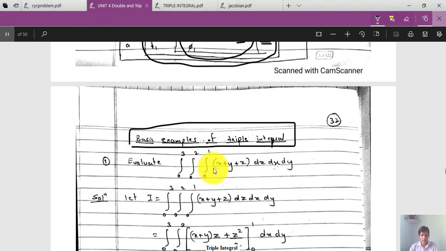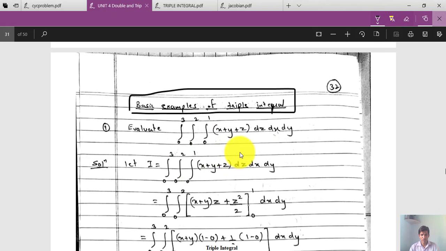Now these are some basic examples to make you confident about how to evaluate the integrals, right? Evaluate the given triple integral of the function x plus y plus z dz dx dy, over the limits 0 to 1, 0 to 2, 0 to 3. So what are these limiting points? They are constants.